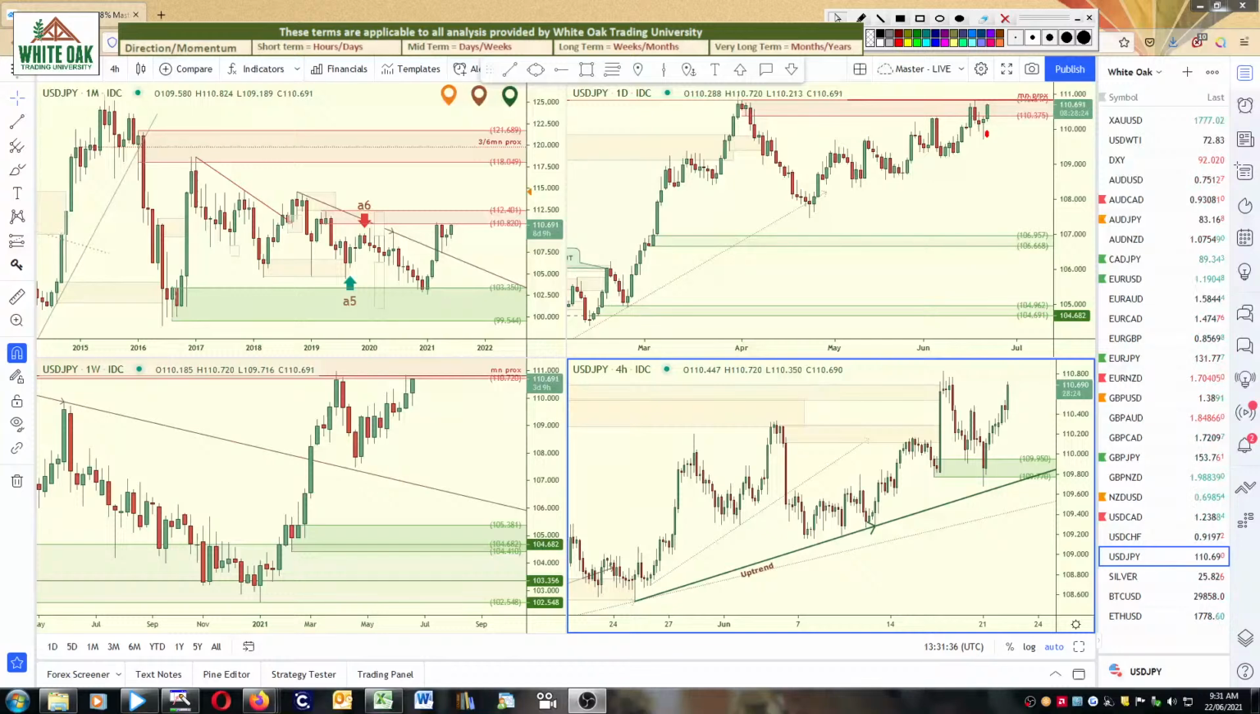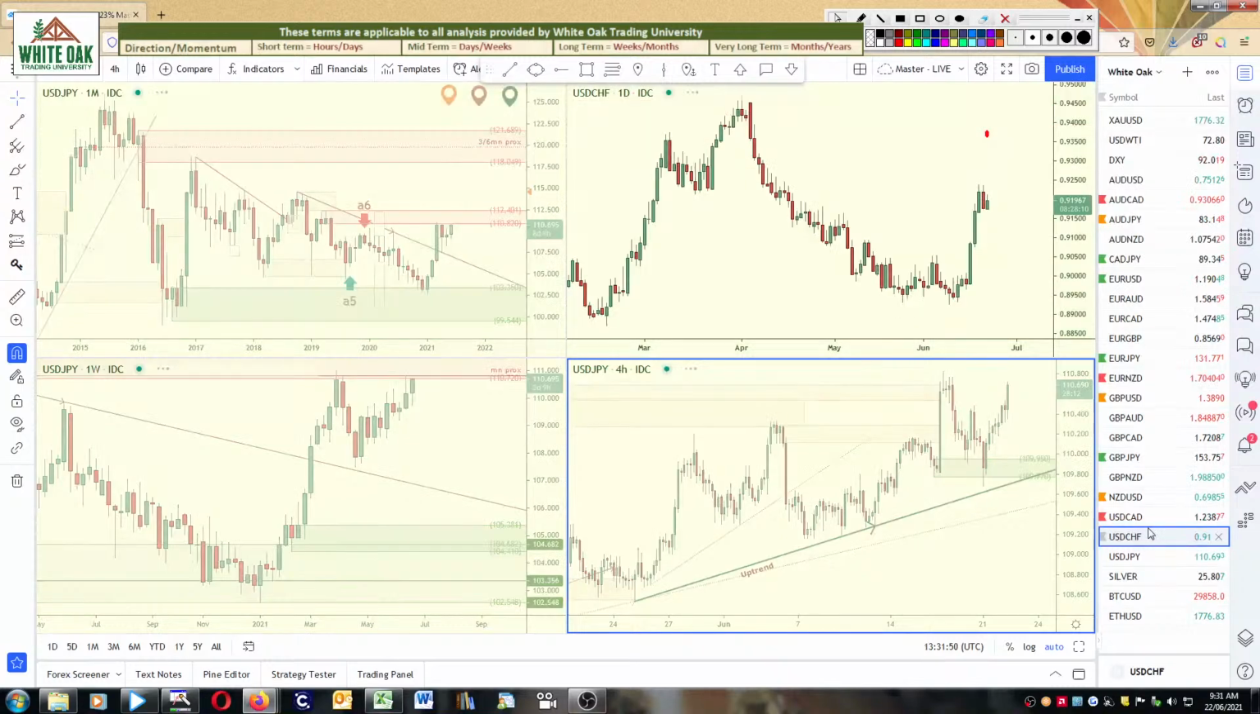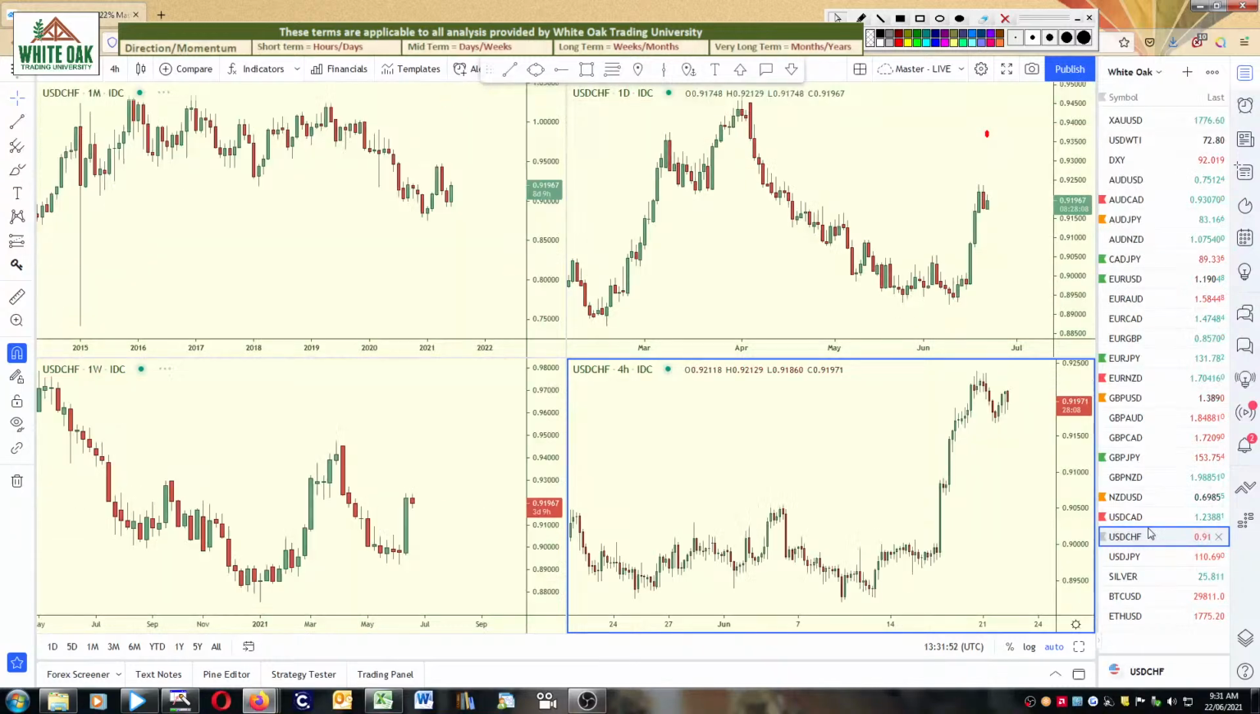Hi Kevin, do you think US Swiss has a possibility to retrace, come down this week? If yes, then to where, or which area? Do you think US Swiss has a possibility to retrace? To drop?